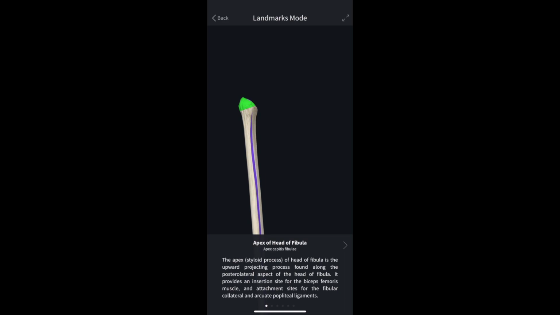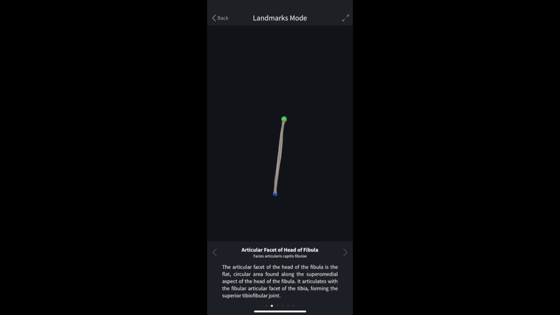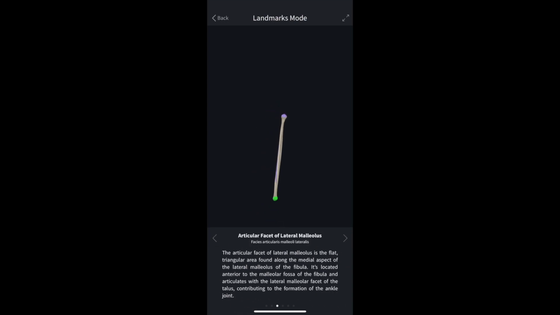The articular facet of the head of the fibula is a flat circular area that can be located at the superior medial aspect of the fibular head and forms the superior tibiofibular joint. The articular facet of the lateral malleolus is a flat triangular-shaped area that is located distally on the anterior to the malleolar fossa of the fibula and articulates with the lateral malleolar facet of the talus to contribute to formation of the ankle joint.